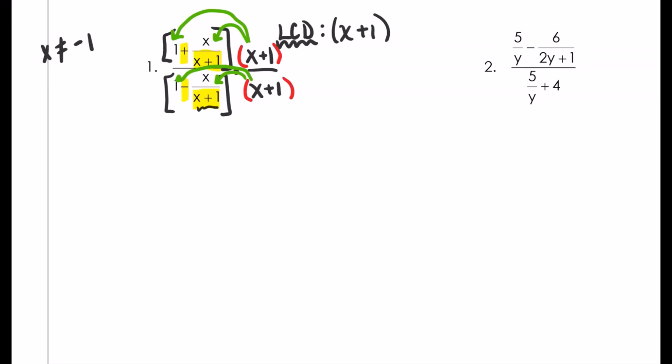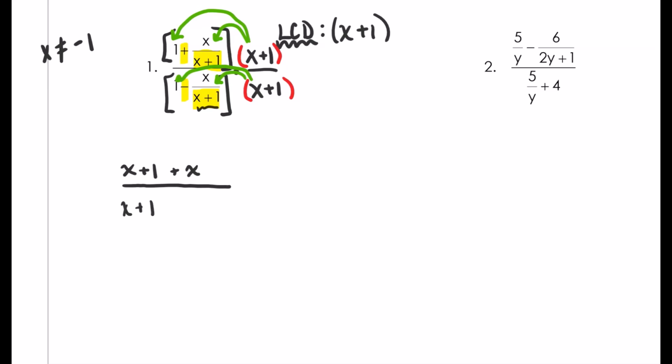So in my numerator position, 1 times x plus 1 is itself. And then on my second term, the x plus 1's cancel, and so I'm just left with x. In the denominator position, 1 times x plus 1, again, is itself.